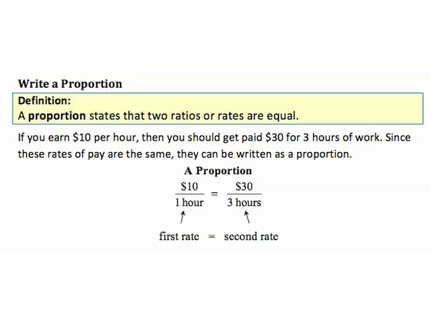If you earn $10 per hour, then you should get paid $30 for 3 hours of work. Since these rates of pay are the same, they can be written as a proportion. And so here you see we have the proportion $10 is to 1 hour, that's our rate on the left, is the same as or equal to $30 is to 3 hours. When you write two rates that are equal to one another, we get a proportion.